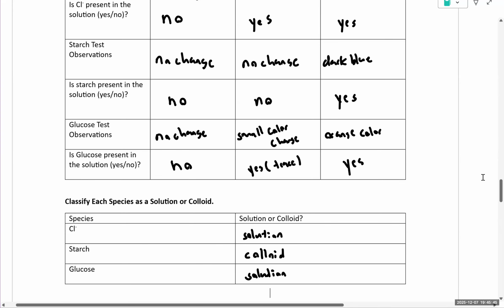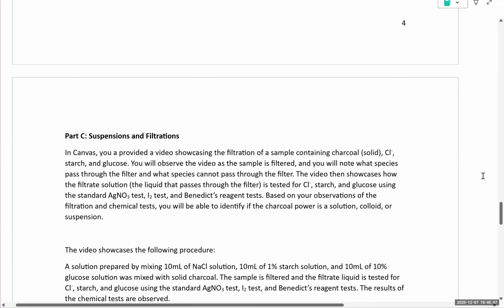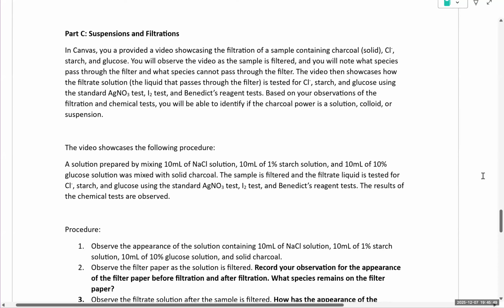Okay, let's now talk about part C, which focuses on suspensions and filtration. So in Canvas, you're provided a video showcasing the filtration of a sample containing solid charcoal, chloride, starch, and glucose. You'll observe the video as the sample is filtered, and you'll note what species pass through the filter and what species cannot pass through the filter.